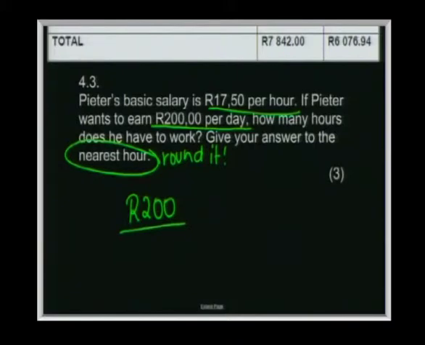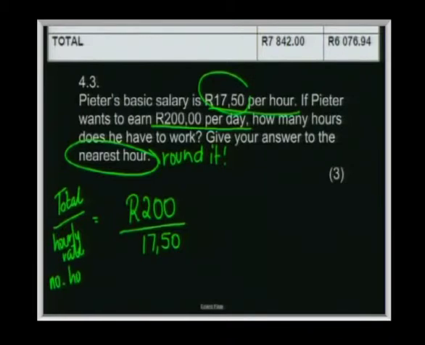And his day is going to be split into how many hours? So I need to work out that 17 Rand 50 is how much he's getting per hour. So I need to divide this by 17 Rand 50. So it's the total divided by the hourly rate will give us the number of days. Actually, hours.